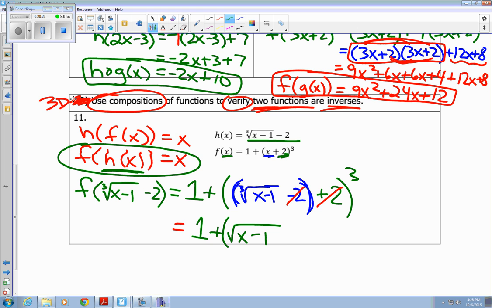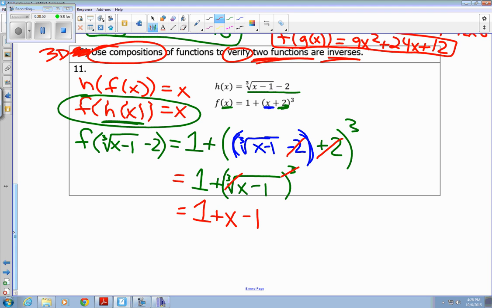Okay, so next thing on our list, we have cube root and cube. Those are the next things that we cancel out. And we're left with 1 plus, and the parentheses get dropped out because we no longer have a cube, x minus 1. 1 plus x minus 1, well, 1 and negative 1 will cancel. And we're left with x. Yay! We're left with x. So they are inverses.